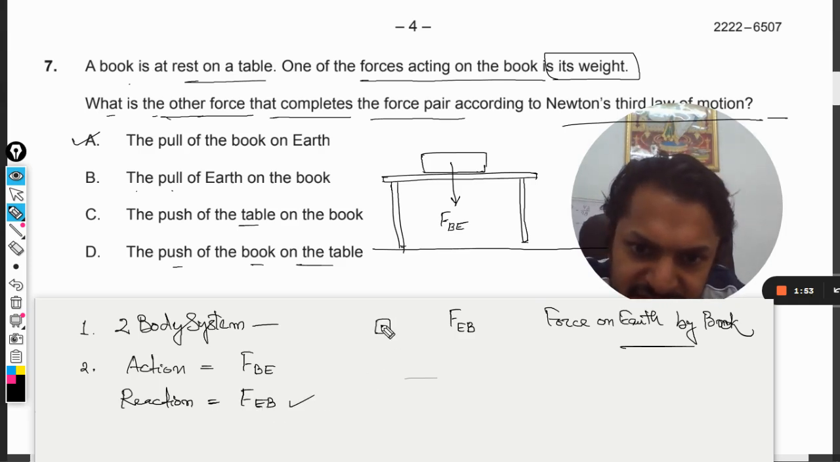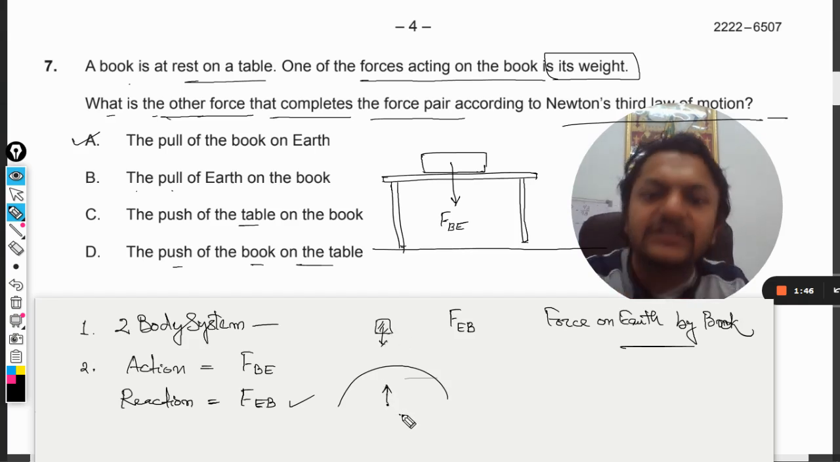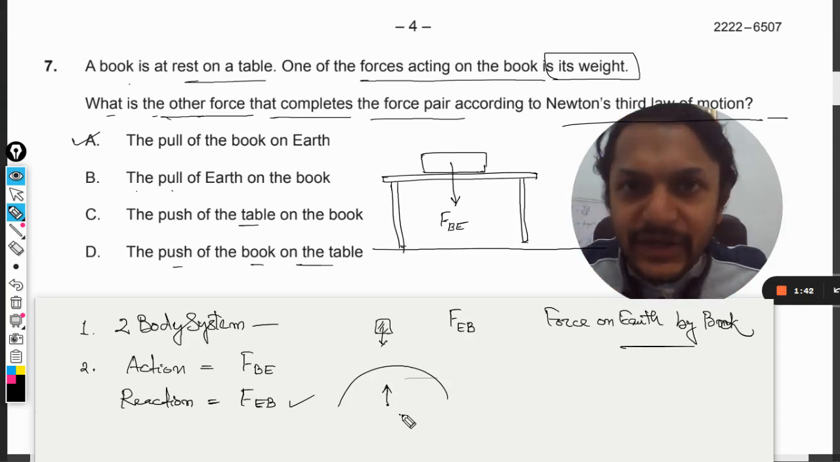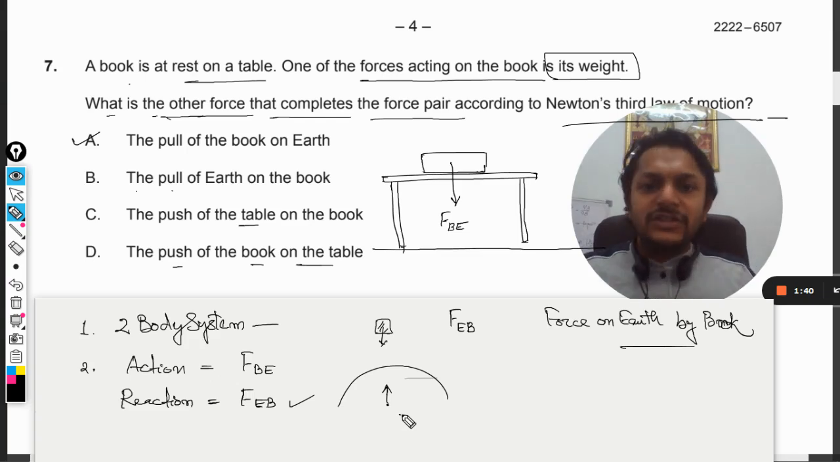So if this is the book and this is the earth, so this is the one force, another force is at the center of the earth. So table is not in our picture. Okay, so this is how we do it.